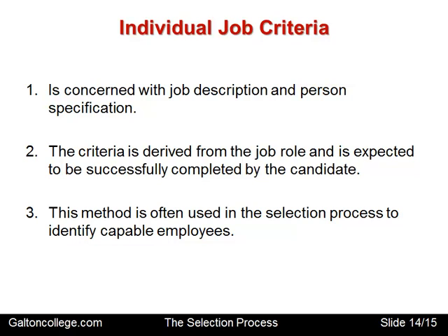So this is one popular route in the selection process. So we picked it out for one particular video. But that's all I'm going to do in this session.